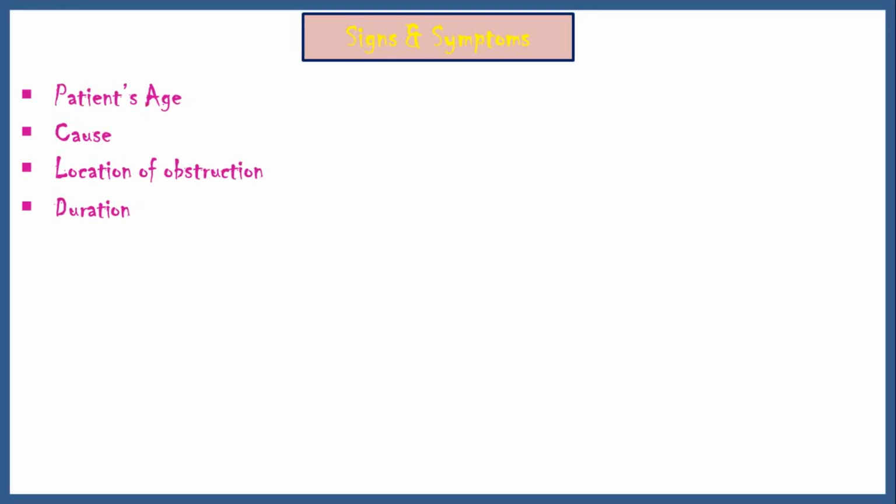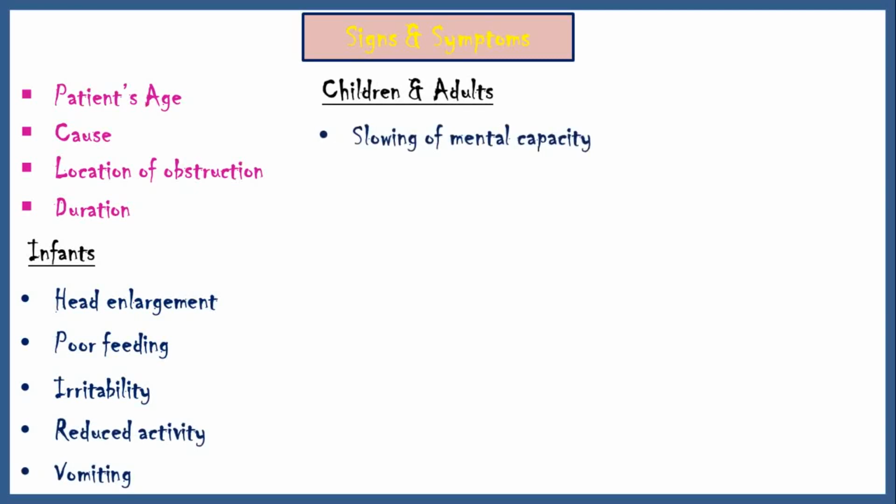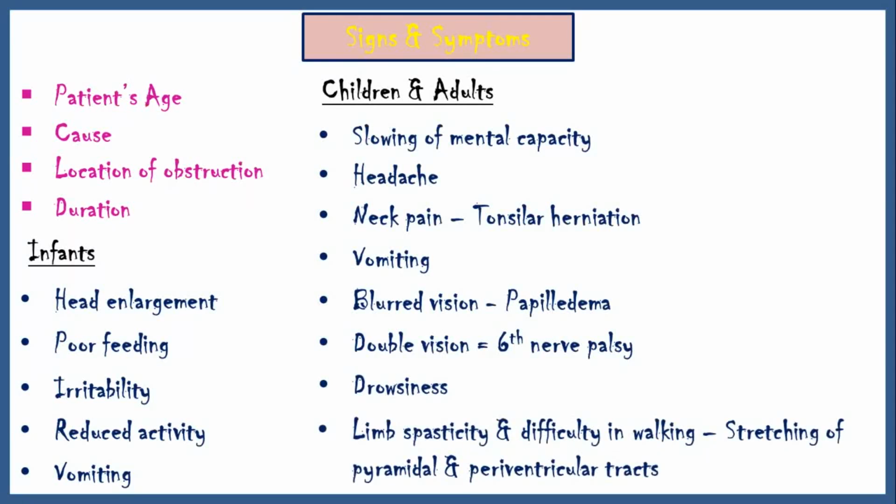Signs and symptoms of hydrocephalus are influenced by the patient's age, cause of hydrocephalus, location of the obstruction, and its duration. Symptoms in infants include head enlargement, poor feeding, irritability, reduced activity, and vomiting. In children and adults, slowing of mental capacity, headache, neck pain suggesting tonsillar herniation, vomiting, blurred vision due to papilledema, double vision due to sixth nerve palsy, drowsiness, limb spasticity and difficulty in walking due to the stretching of pyramidal and periventricular tracts.